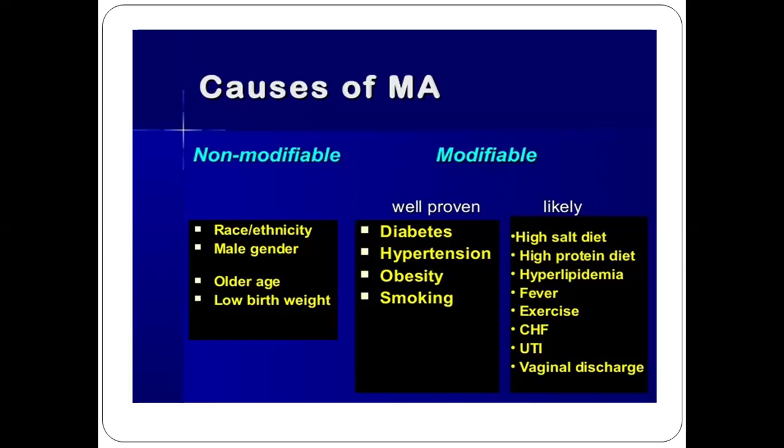Non-modifiable causes are ethnicity and race, male gender, old age, and low birth weight, whereas the modifiable and well proven causes are uncontrolled diabetes, hypertension, obesity, and smoking. Likely causes are individuals taking a high salt diet, high protein diet, hyperlipidemia, fever, exercise, chronic heart failure, UTI, and vaginal discharge. All these are likely causes of microalbuminuria.